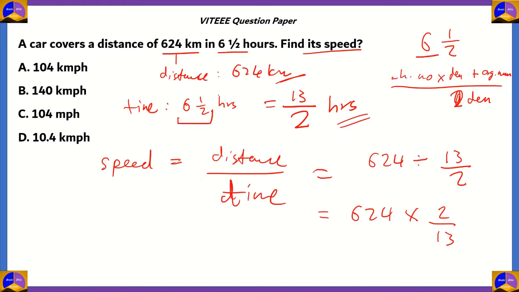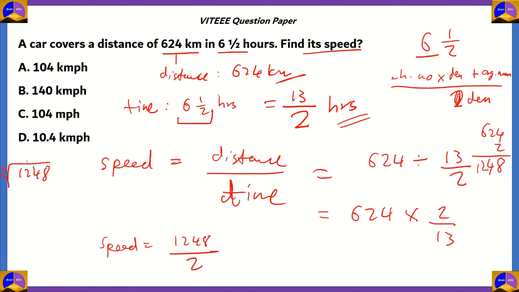So 624 times 2, that's easy multiplication. 4 twos are 8, 2 twos are 4, 6 twos are 12. So you have the speed as equal to 1248 divided by 2. So I mean, no, it's not 1248 divided by 2. It's actually 1248 divided by 13. So 1248 divided by 13.